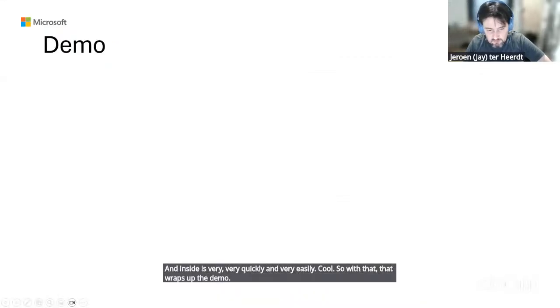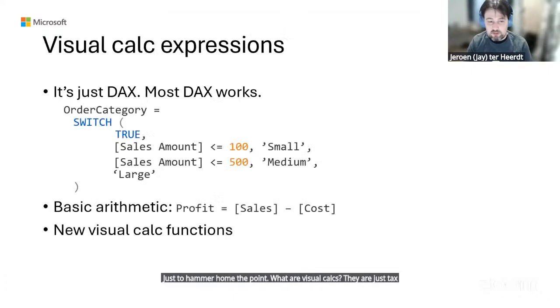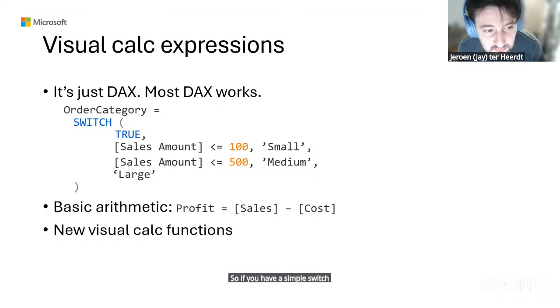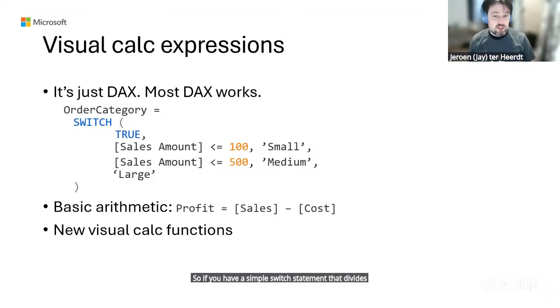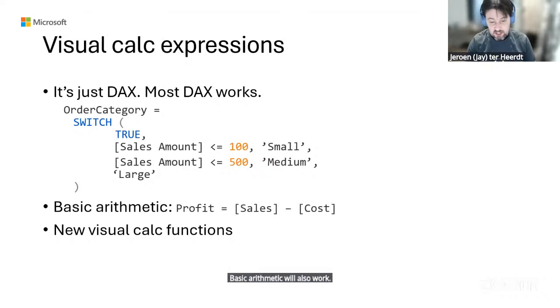Just to hammer home the point, what are visual calcs? They're just DAX calculations in scope of a visual, and it's just DAX. It's not a new language, and most DAX will work. If you have a simple switch statement that divides your sales orders into order categories, small, large, and medium, which you implemented as a calculated column like this, you can copy paste this into a visual calc, and it will just work. Basic arithmetic will also work, and we have special functions that are new to visual calcs.